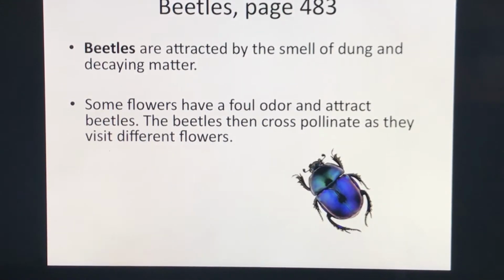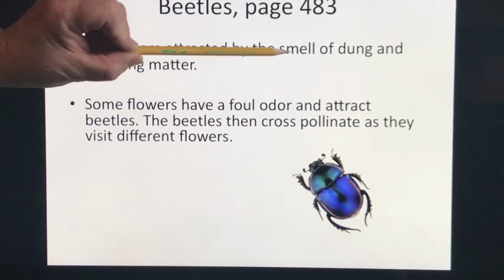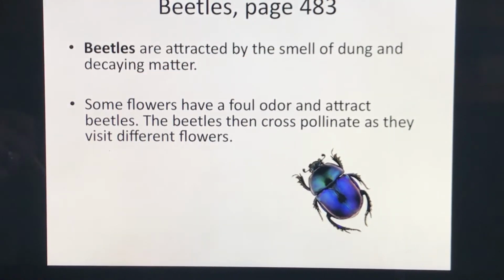Beetles are another means of pollination. They are attracted, interestingly, by the smell of dung and decaying matter. And so some flowers have an odor that's similar to that type of matter and attract beetles. Then when the beetles visit different flowers, they can transmit the pollen from one flower to another. And so that's just one more way that pollination can occur.